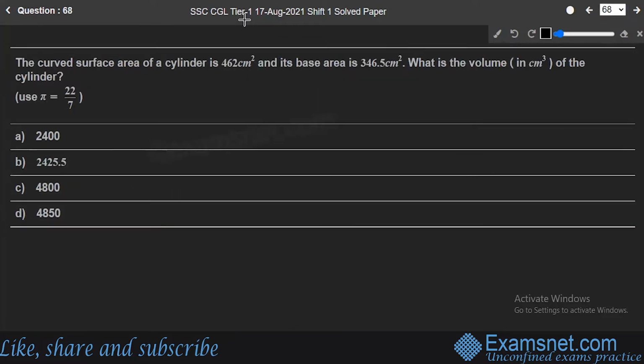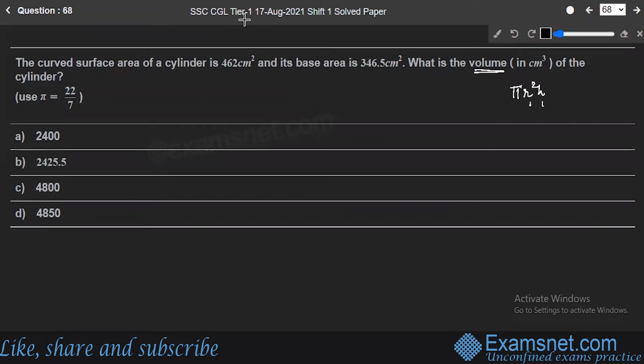The curved surface area of a cylinder is 462 centimeters square and its base area is 346.5 centimeters square. What is the volume in centimeter cube of the cylinder? Okay, so see, first of all, in these type of questions, move from the back side. What do you have to find out? Volume of the cylinder. What is the formula for volume of the cylinder? It's pi r square h. For that, you need the radius, you need the height, but you don't have anything.